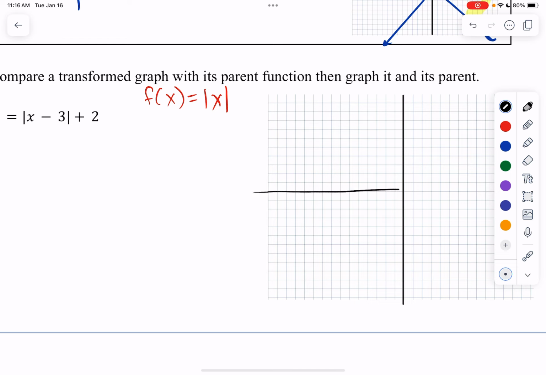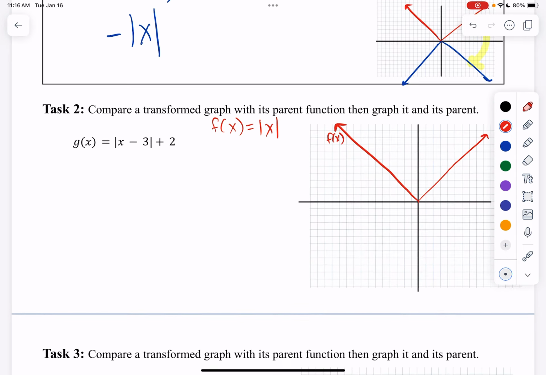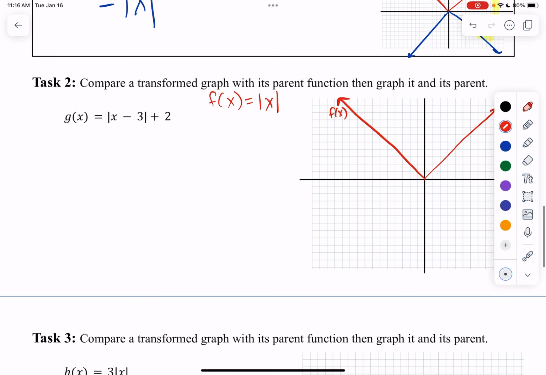Come in, graph that parent, absolute value of x, and I'm going to do it in red. It's always good to use multiple colors. There's my parent, and I'm going to label him as such. He's f. Now we want to compare, tell how this is going to change, and we're going to graph this new function. This new function has a name, g of x, because our old one's already taken as f. We're going to graph g just based on these transformations.